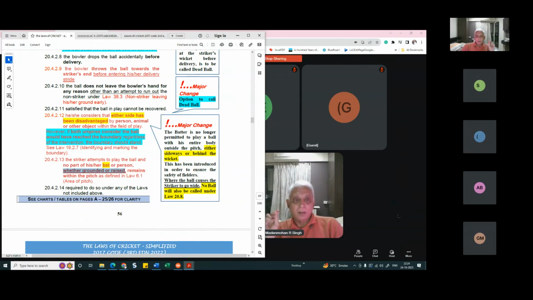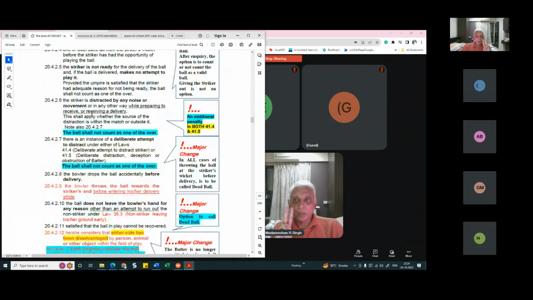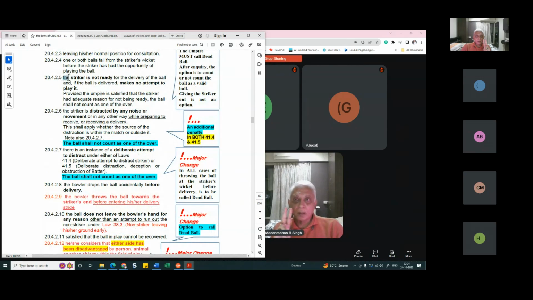Therefore, for calling dead ball, you have to look at only two facts: the striker is not ready for the delivery, and if the ball is delivered, he makes no attempt to play it. Which two facts are present here? Practically, there is no way anybody can go into the reason for backing out. So if you don't call dead ball, then you are punishing some innocent batsman also.